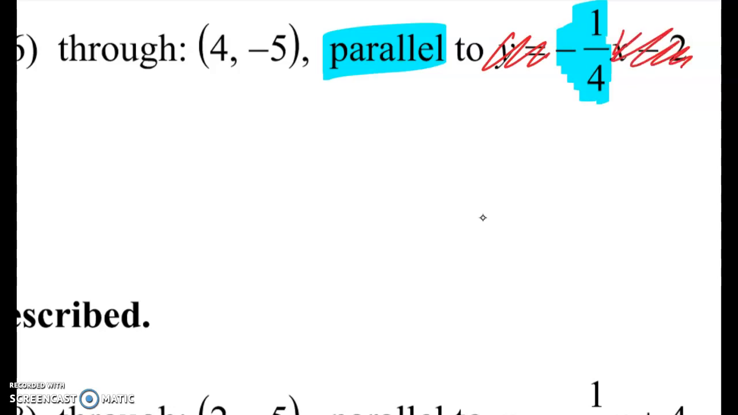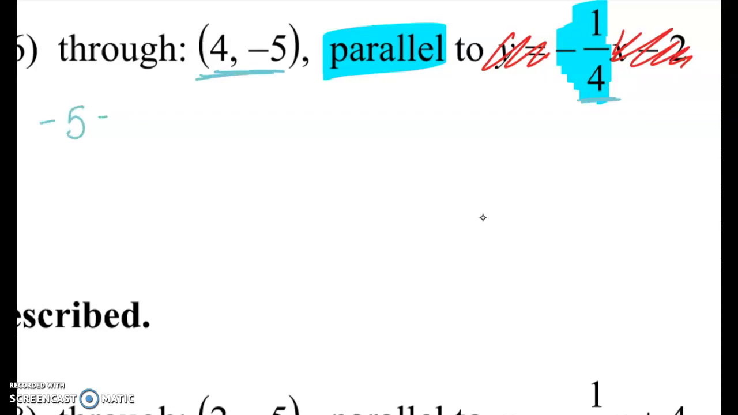Okay, so let's go ahead and look at number 16. Again, still parallel, passing through (4, negative 5), parallel to this equation: y is equal to negative 1/4 x minus 2. Parallel, only care about the slope. Everything else can be ignored from that. Again, parallel means I'm keeping the slope. So I have my point, I have my slope.